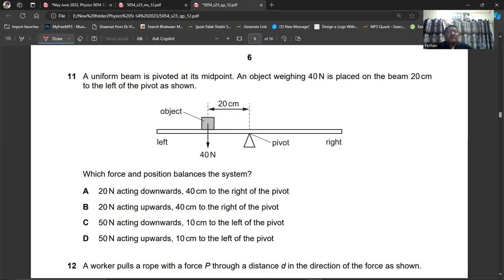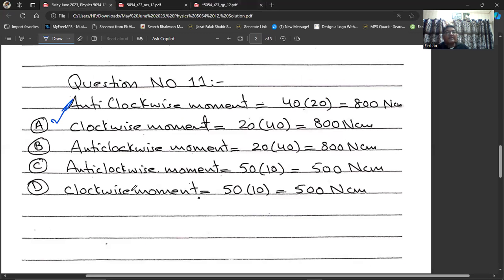The C option is 50 Newton acting downward 10 centimeter to the left of the pivot. So a force here acting in the downward direction will produce an anti-clockwise moment. So it will not be able to balance this anti-clockwise moment. Okay. So you can see these two are anti-clockwise moments. Anti-clockwise moment, this is 800 Newton centimeter. This is 500 Newton centimeter. So these two are not going to balance it.